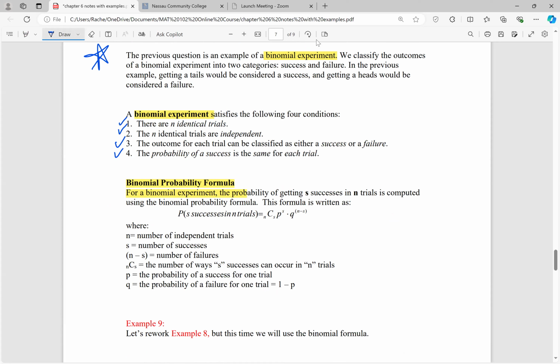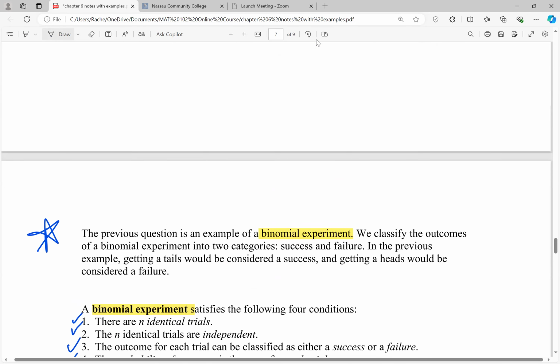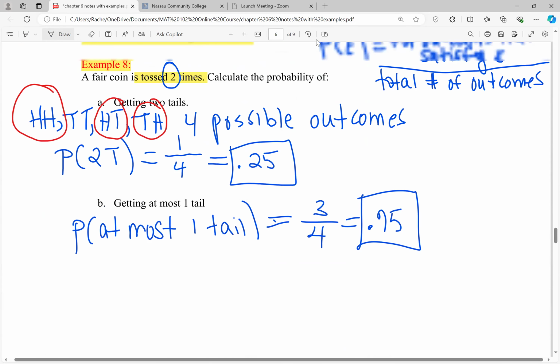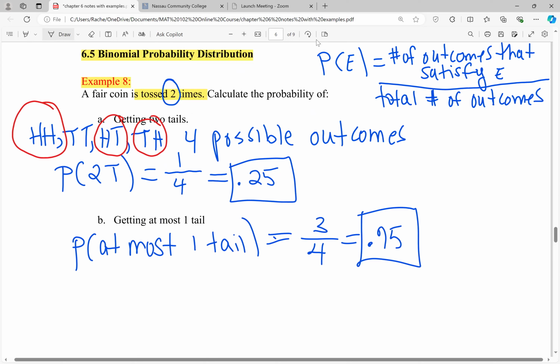So we say this first set of notation is called N choose S. N, that C stands for choose, and then S. This is called a combination in math. What it tells us is how many different ways we can choose S items from N items without replacement and without order. So basically, this N choose S is going to calculate how many different ways we can get S successes in N trials.